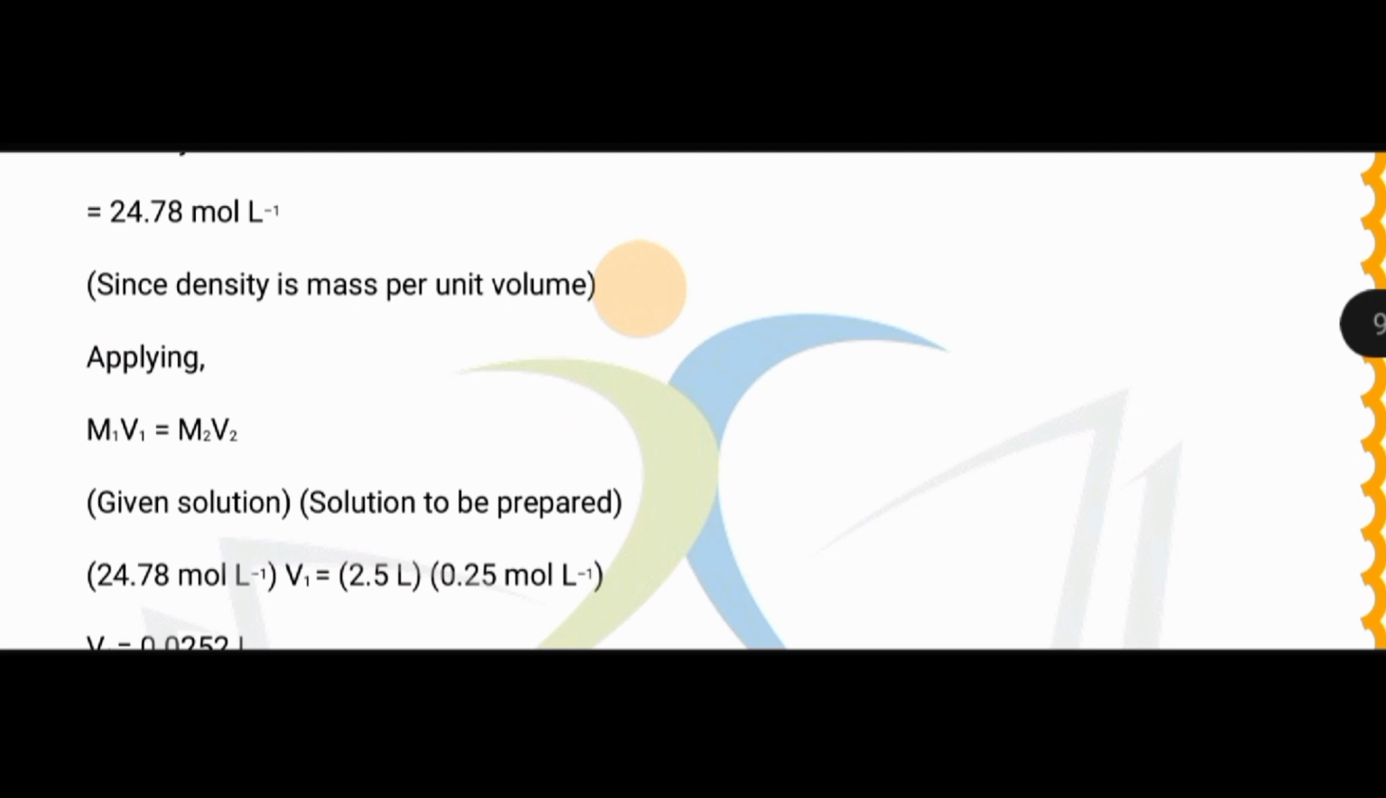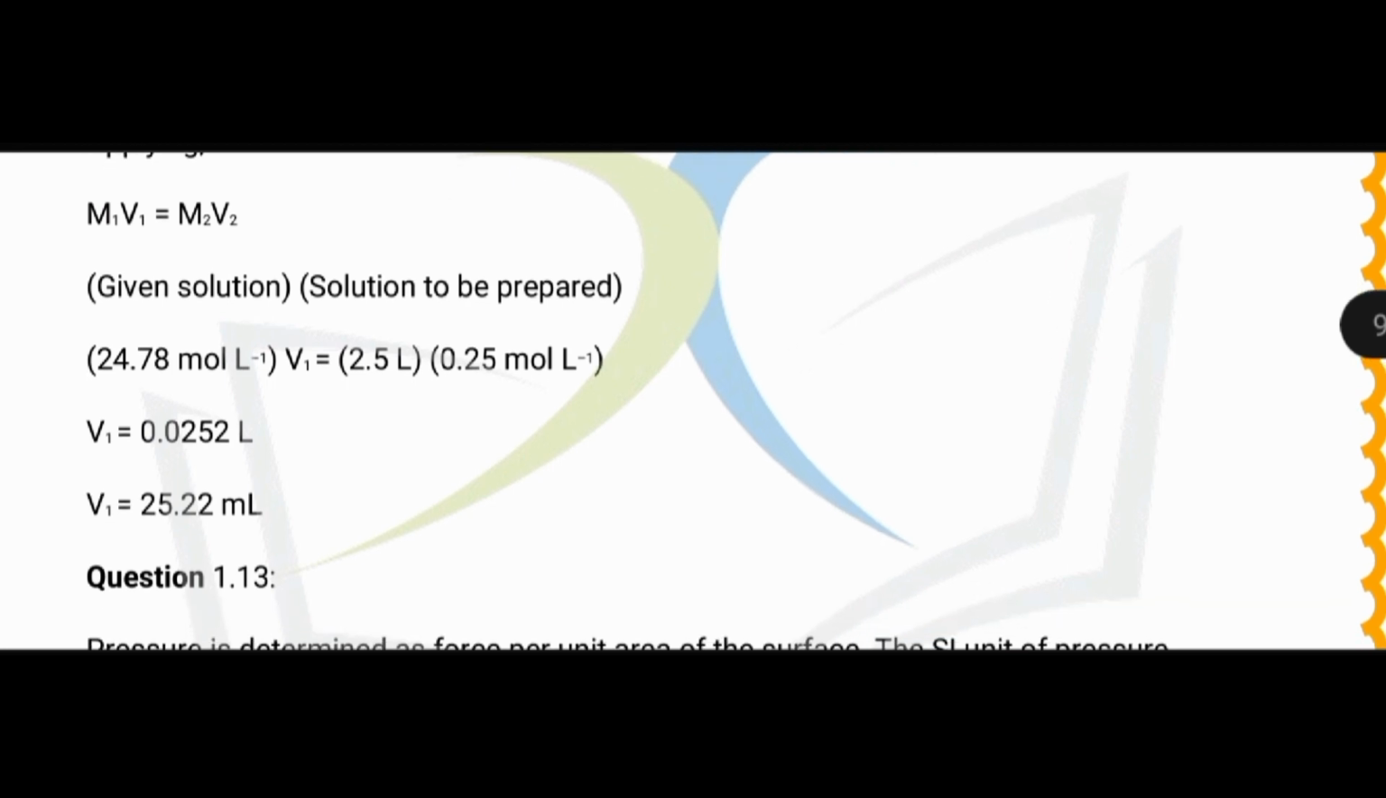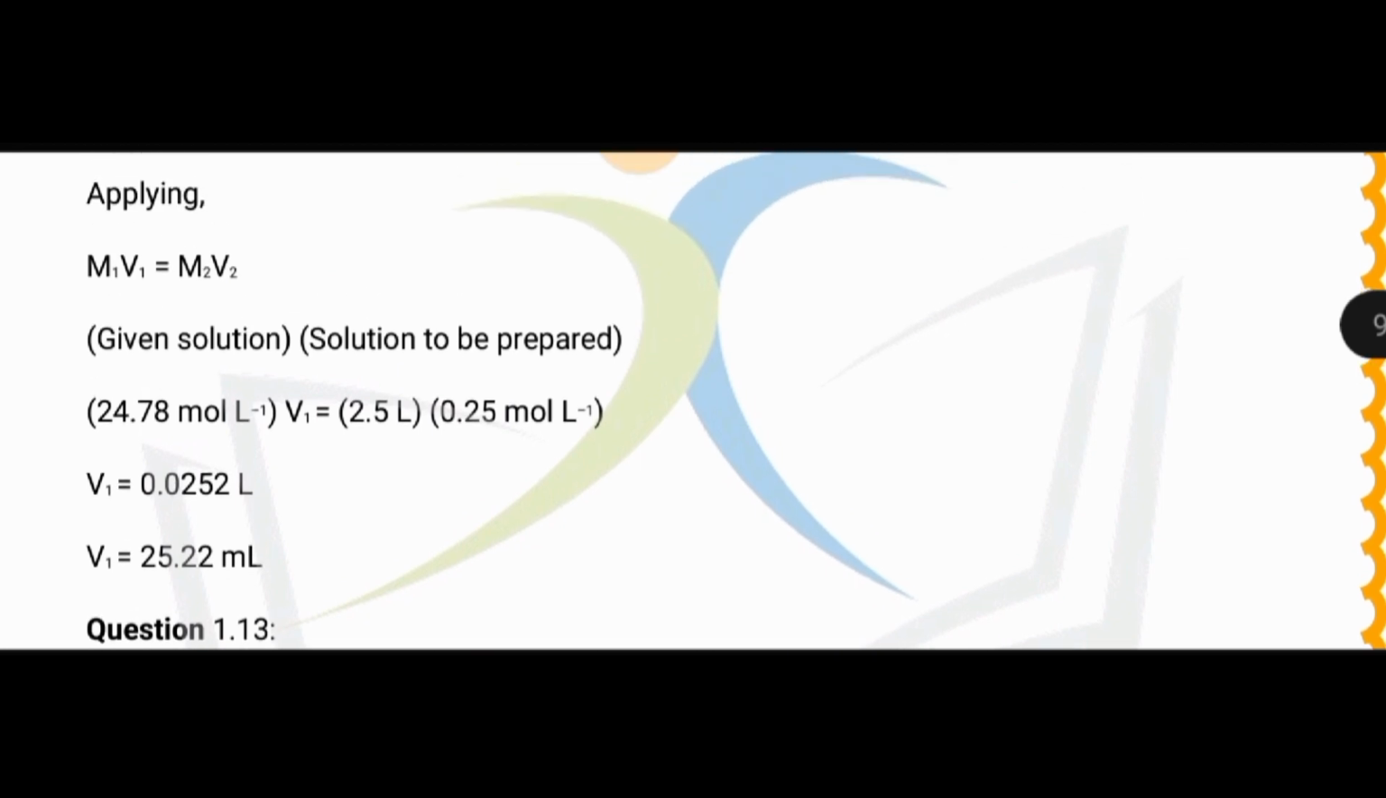Since density is mass per unit volume, you can use the formula M1V1 is equal to M2V2. Now here M1 will be 24.78. What is the molarity of your solution? 24.78. We have to calculate the volume of the solution. And what is given? The solution we have to prepare is 2.5 liters volume multiplied by molarity 0.25. So V1 comes out to be 25.22 ml. Now this is the solution for this question.